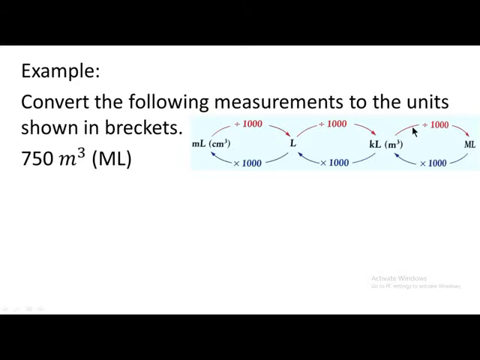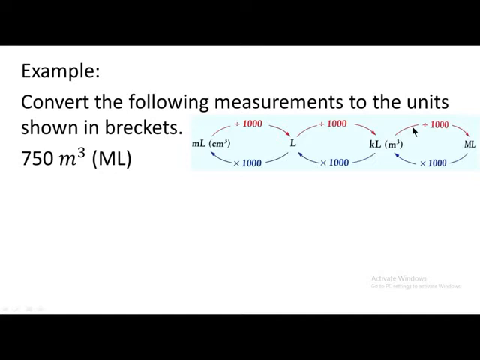Let's jump to the example. Convert the following measurements to the units shown in brackets. 34 milliliter, we are going to convert this to centimeter cube. Remember this diagram. Since milliliter equals centimeter cube in this diagram, 34 milliliter equals 34 centimeter cube. This one is very easy.